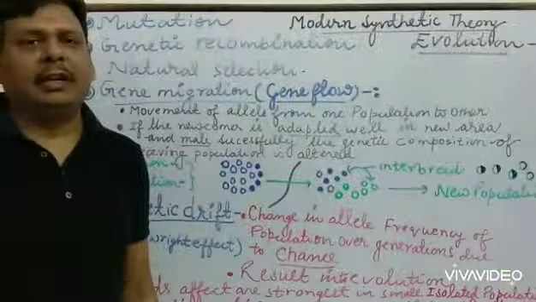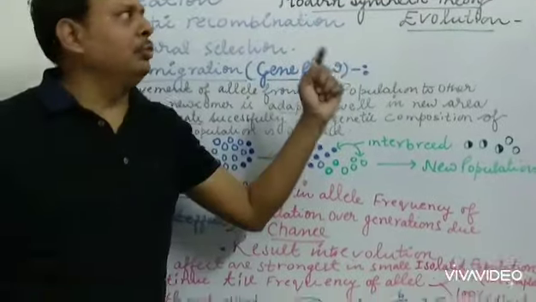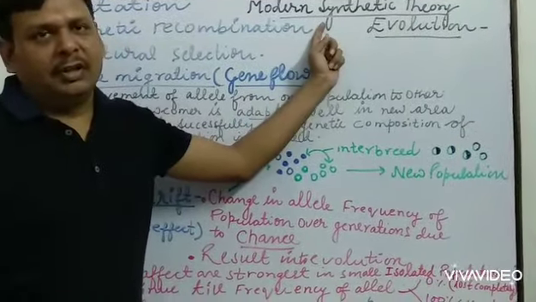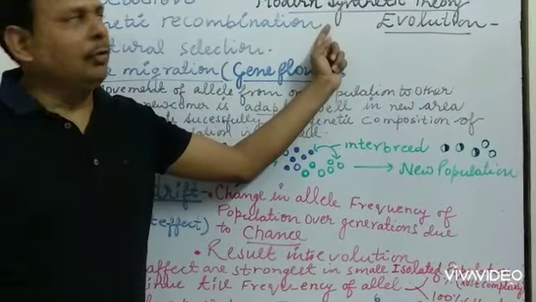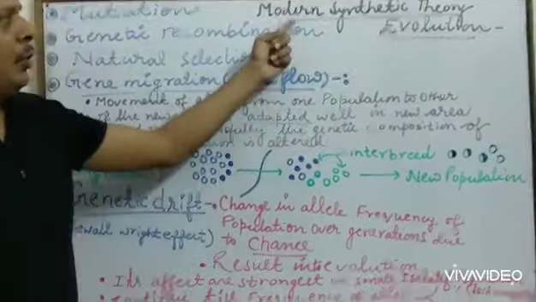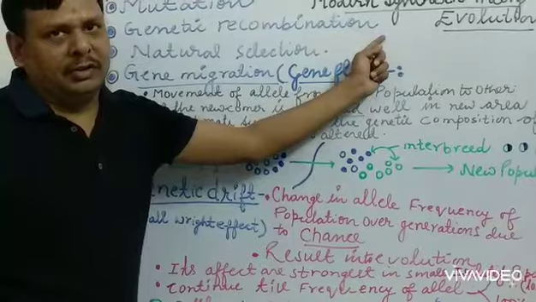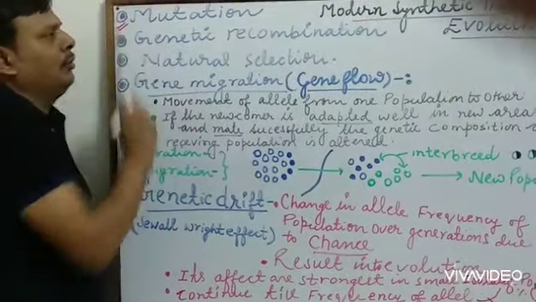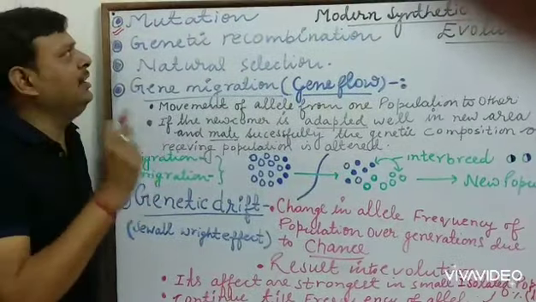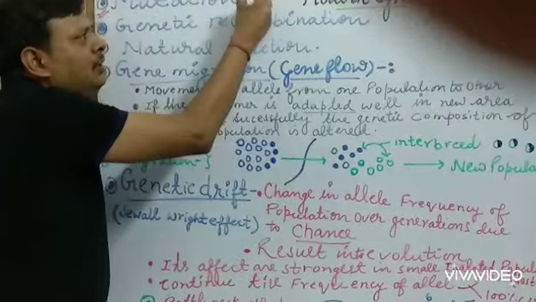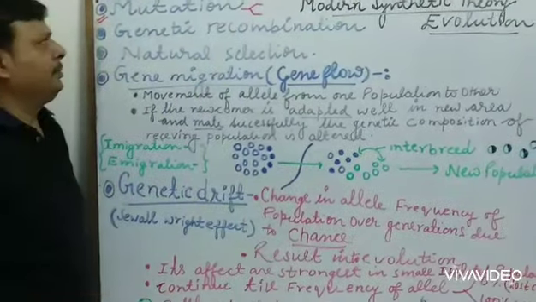Today we will discuss the next lecture about evolution, and we continue with the modern synthetic theory of evolution. This is the most accepted view of evolution, and according to this theory there are the following factors involved in the evolutionary process. First of all, mutation is the most common cause for the evolution of a particular species, and this mutation may be gene mutation or chromosomal mutation.